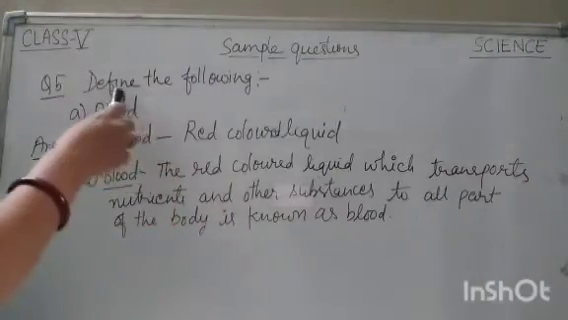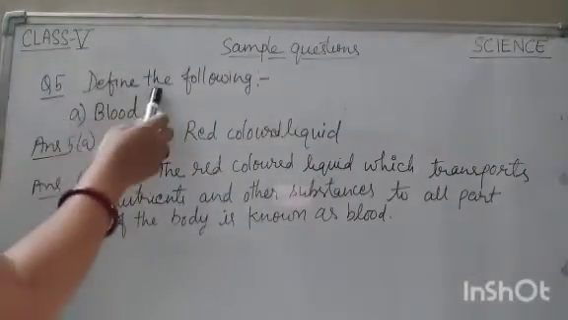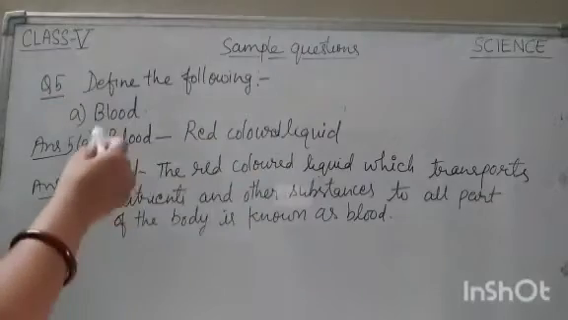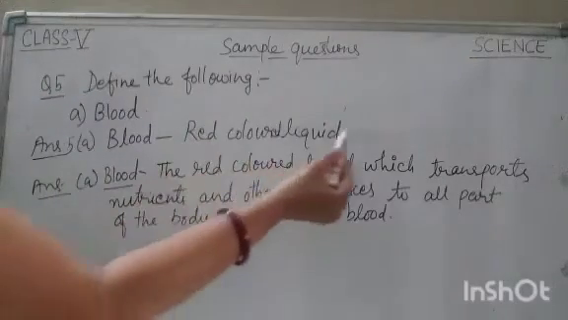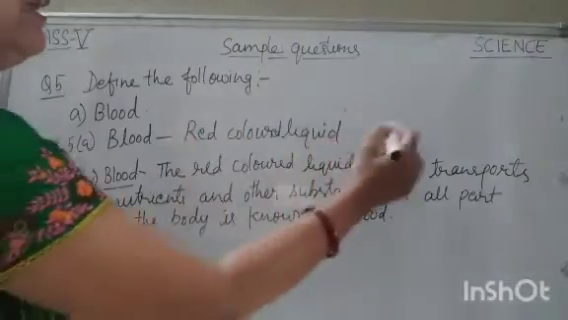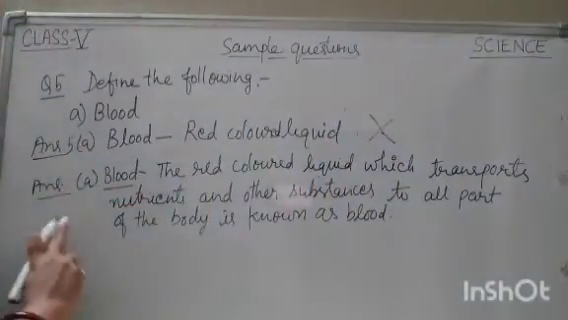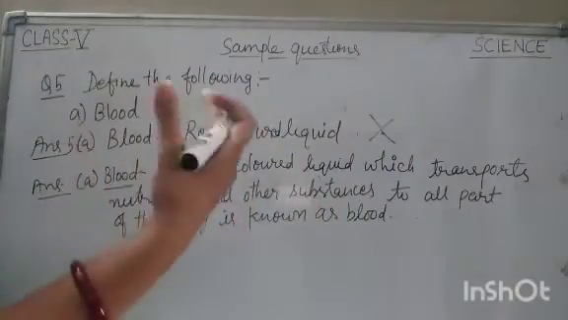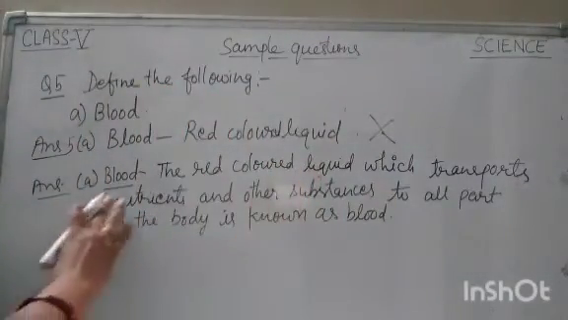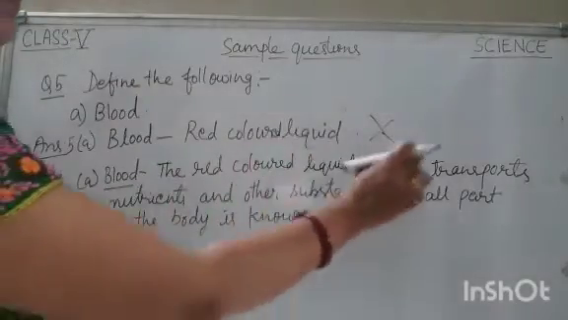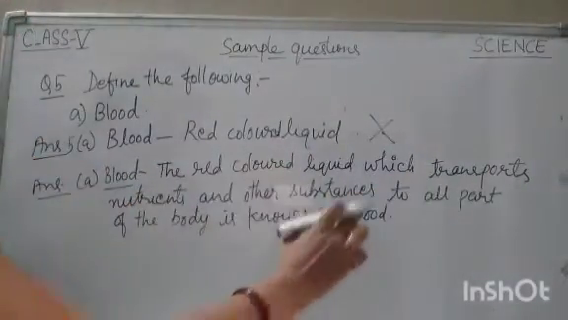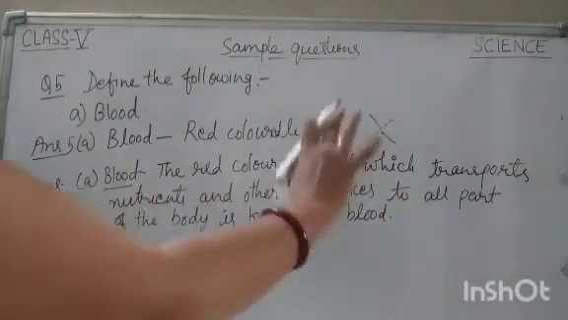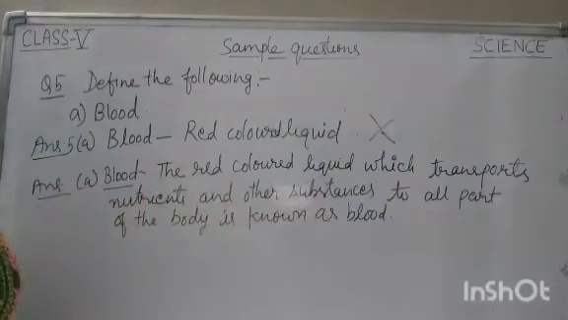Now children, next one is define the following. For example, blood, you have to define blood. So do not write like this, blood red colored liquid. Many of you write like this, which is incorrect. Write the complete definition because you get 2 marks for that. So blood, the red colored liquid which transports nutrients and other substances to all parts of the body, is known as blood. You have to write like this. Complete definition you have to write.